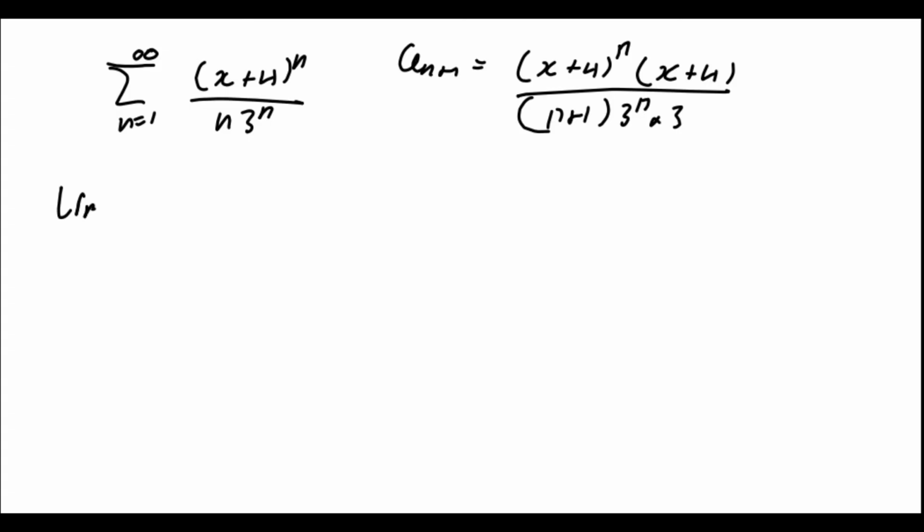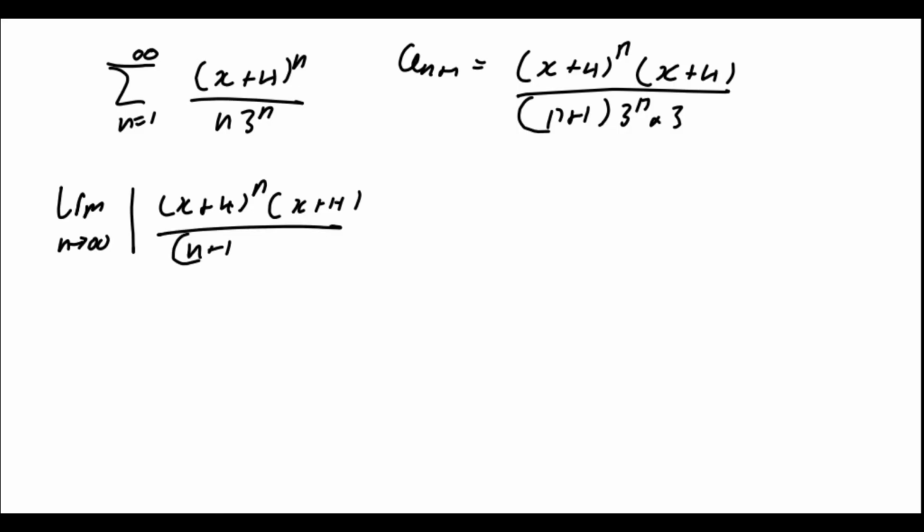So I'm going to say the limit as n approaches infinity. So this would be a sub n, which is (x plus 4) to the power n multiplied by (x plus 4), divided by (n plus 1) multiplied by 3 to the power n by 3. This you're going to multiply by the reciprocal of a sub n, which is n by 3 to the power n divided by (x plus 4) to the power n. Then this and that cancels out, okay?